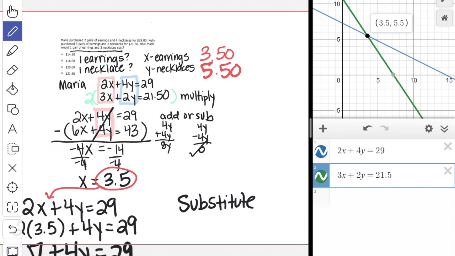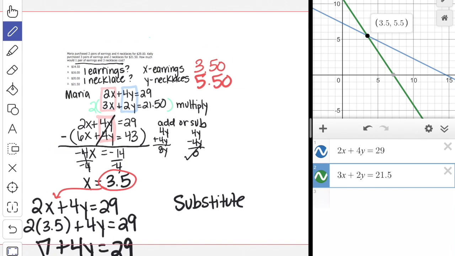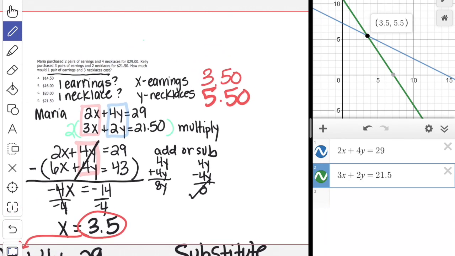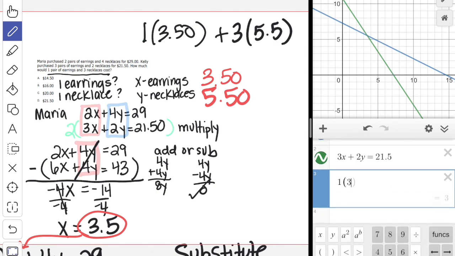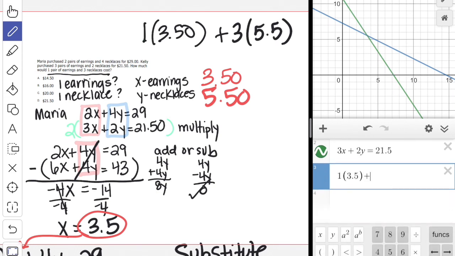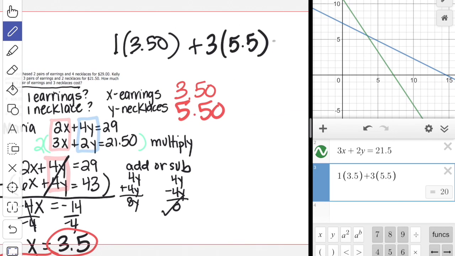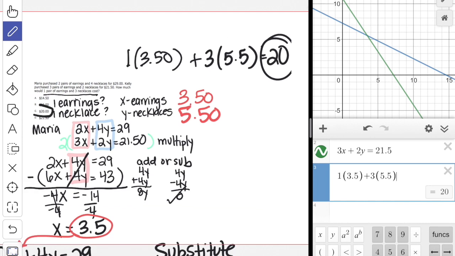So in doing that, we now need to figure out how much it is going to cost for one pair of earrings and how much it is going to cost for 3 necklaces. So 1 times my earrings, so 1 times 3.5 plus 3 necklaces, so 3 times 5.5. So we have 1 times 3.5, which is going to still be 3.5, and 3 times 5.5, and we are going to be spending a total of $20. So the correct answer there was C.